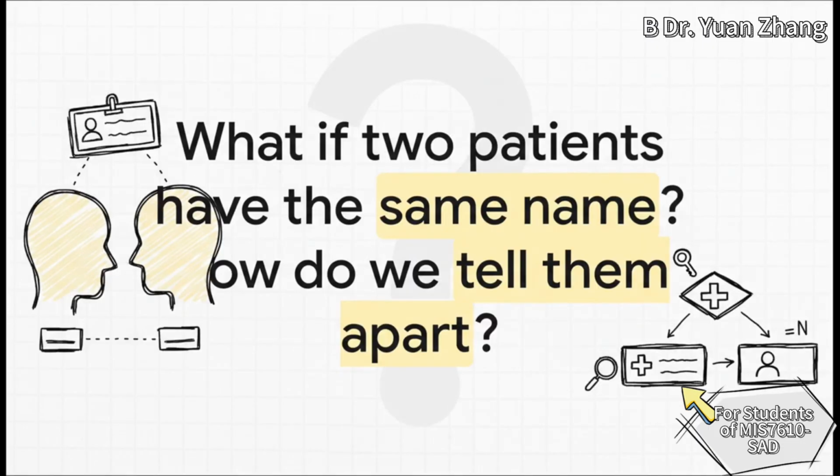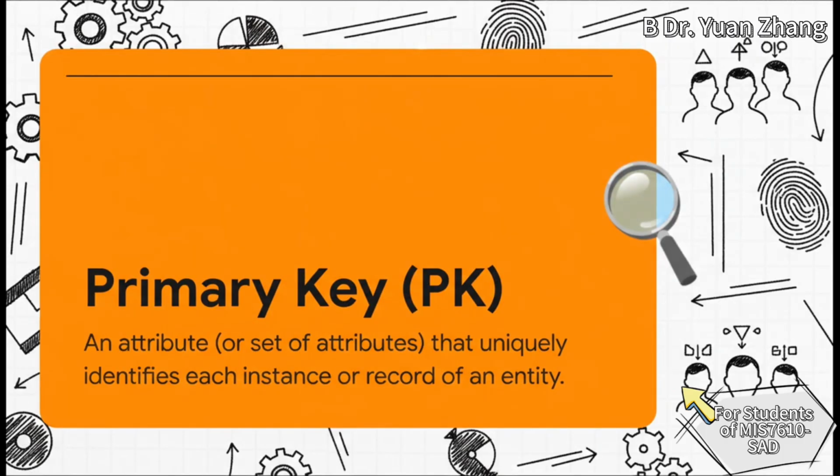But wait a minute. This brings up a really, really important problem. What if you have 2 instances of an entity that seem identical, say 2 patients, both named Jane Doe? How does the database know which Jane Doe is which? We need a way to tell them apart, guaranteed. And the solution to that problem is something called the primary key, or PK. Every single entity must have one. A primary key is an attribute that is 100% unique for every single entry.